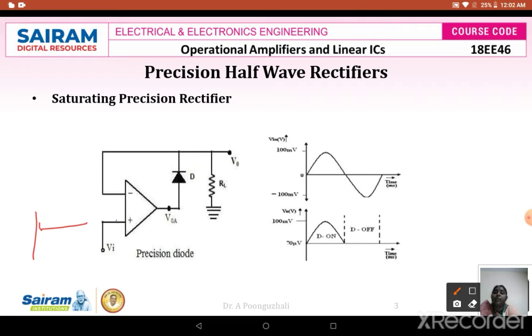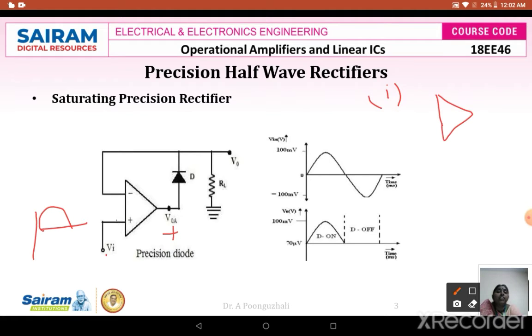When my input is positive, the positive input voltage is connected to the non-inverting amplifier. Your diode is connected in the feedback path. So when this voltage is positive, your VOA is positive. When VOA is positive, this voltage is sufficient to forward bias the diode D. When this diode is forward biased, it acts like a voltage follower. That means my output is going to follow the input.